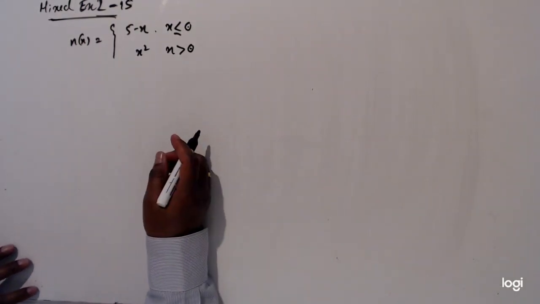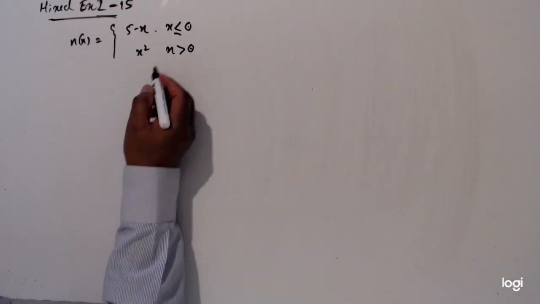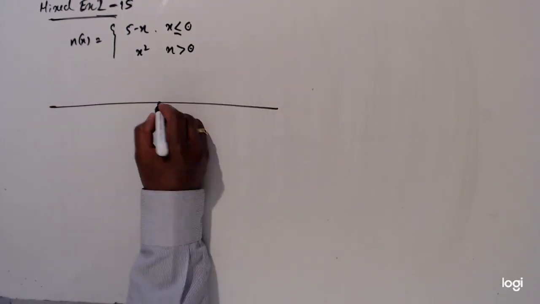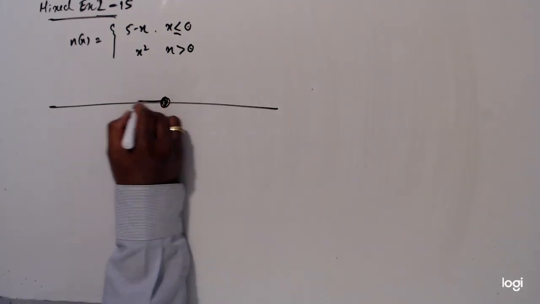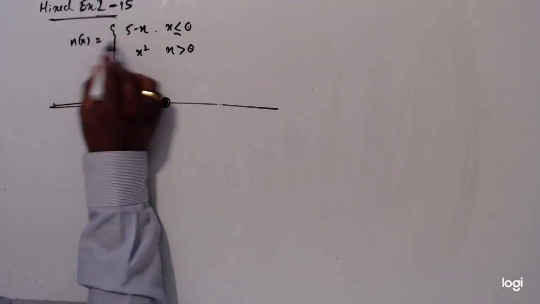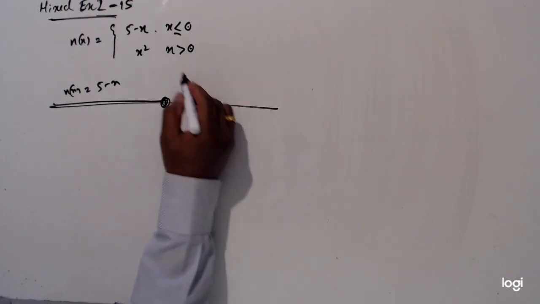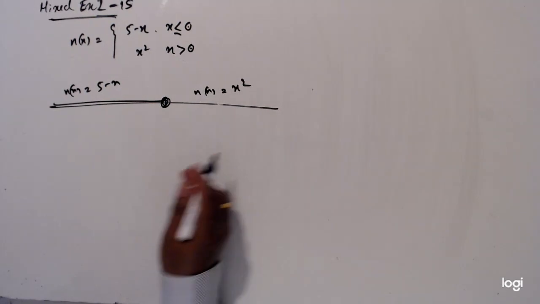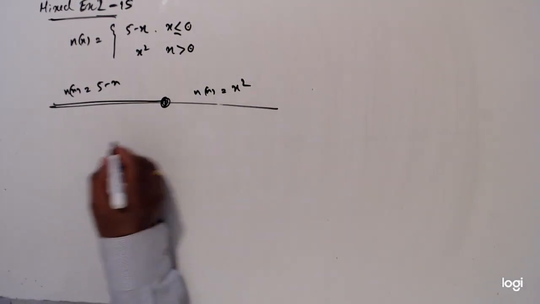Question number 15. This is a piecewise defined function. The division is at x equals 0. So x less than or equal to 0, this is the function n(x) equals 5 minus x, and for x greater than 0, this is the function n(x) equals x squared. So up to here it's a line, and from here it is a quadratic function.